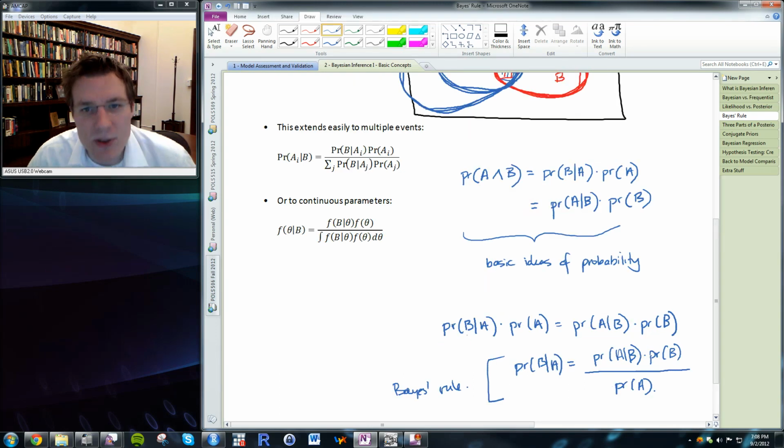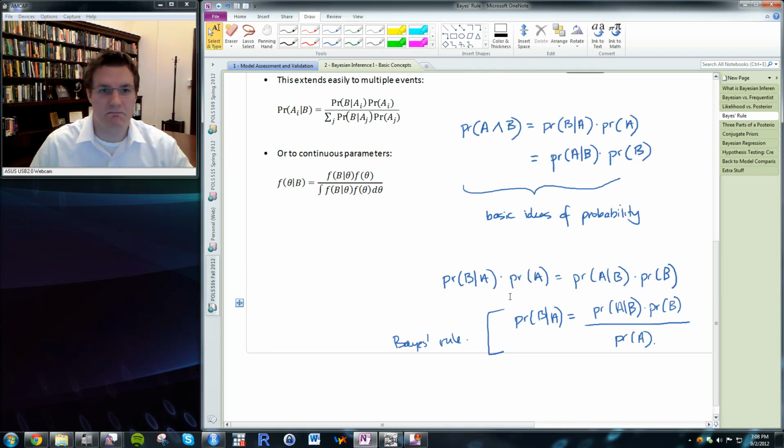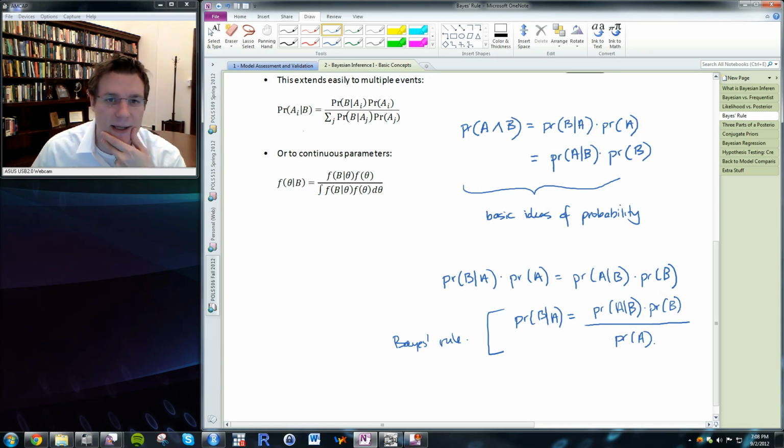There are straightforward extensions of Bayes' rule to multiple events or continuous parameters, both of which are basically just straightforward ideas that relate to the simple event case. For example, if A_i is a part of a bigger set of events A, then the probability that that particular event occurs given that another event B has occurred is just the probability that B occurs given that A_i has occurred times the probability that A_i occurs, divided by the sum of the probabilities that B occurs given that all of these things have occurred.